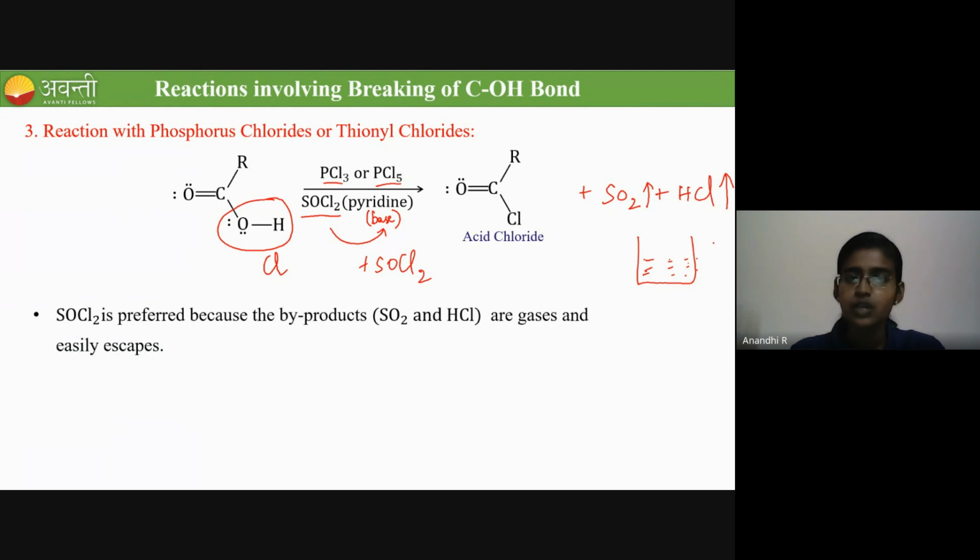But if you are using PCl3 or PCl5, you will get some byproducts. Suppose if you are using PCl5, you will get POCl3 as the byproduct. In that case, we have to separate both the compounds, that is acid chloride and POCl3, and for that you have to go through the separation techniques. It takes time. That's why SOCl2 is preferred, since both the gases can easily escape from the reaction mixture. Got it? So the most favorable reaction is the reaction of acid with SOCl2 to get the acid chloride.